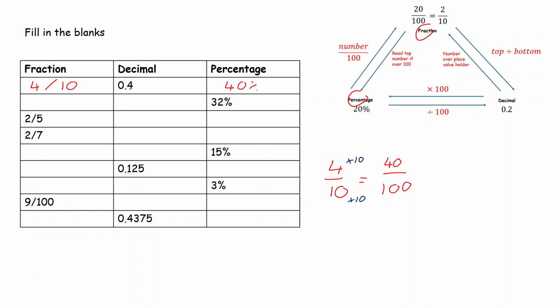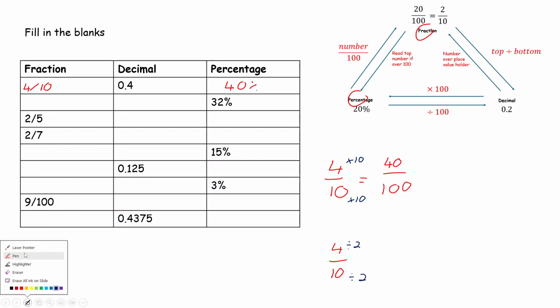So 0.4 is the same thing as a fraction as 4 tenths, which is the same thing as a percentage as 40%. Now, 4 tenths, of course, we can simplify. I can simplify that fraction by dividing by a common factor of 4 and 10, which I can do by dividing by 2 on the top and dividing by 2 on the bottom to give me 2 over 5. So 4 tenths is also the same thing as 2 over 5. So there we go, that's the first one.